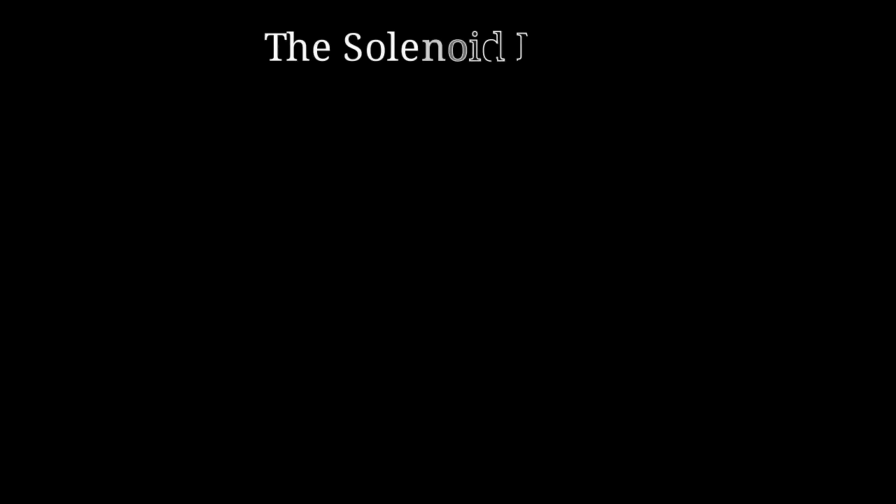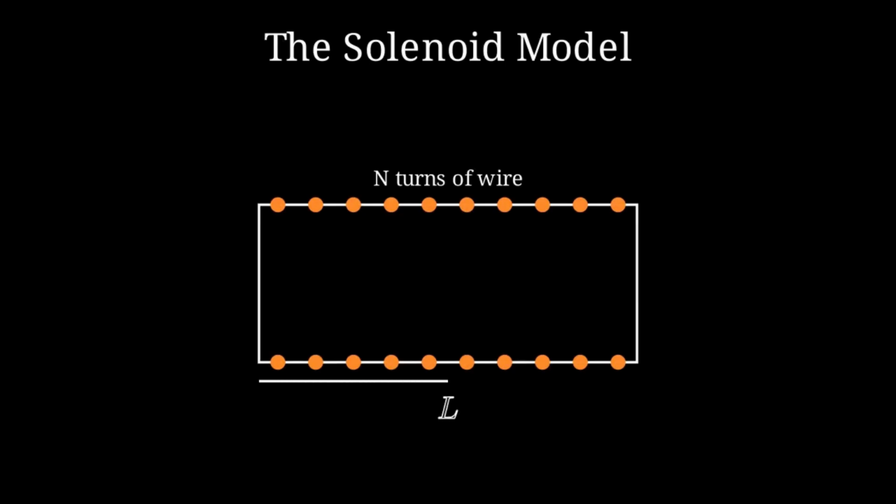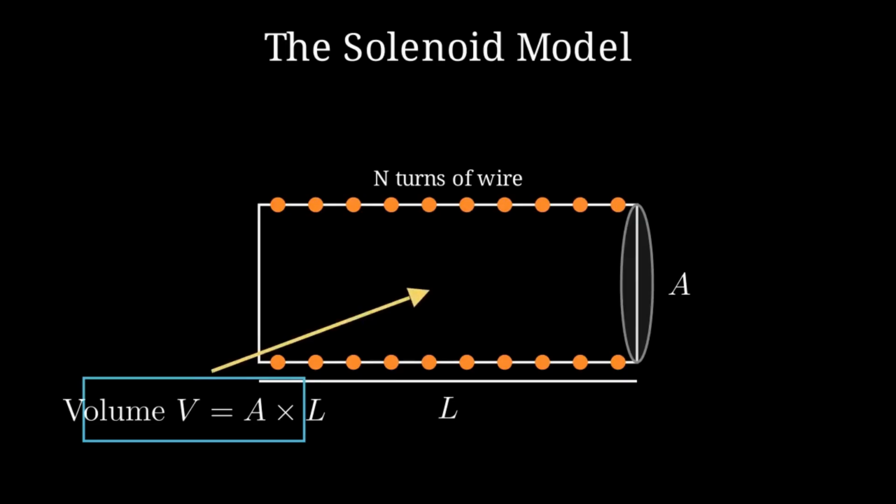To understand energy density, we first look at the geometry of a standard solenoid. It has a length L, a cross-sectional area A, and a total of n turns. The internal volume where the field is strongest is simply A times L.